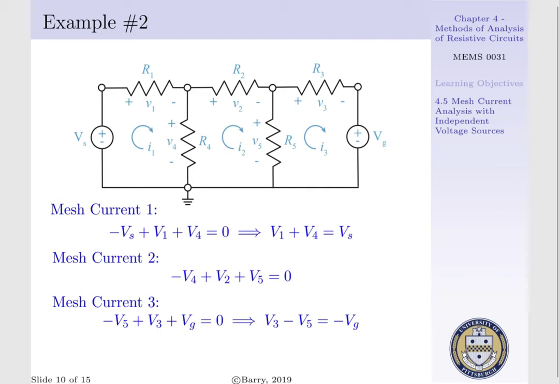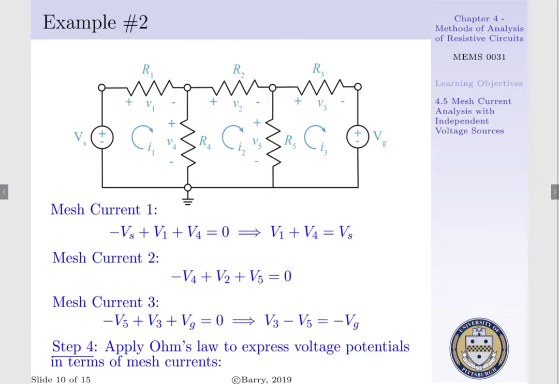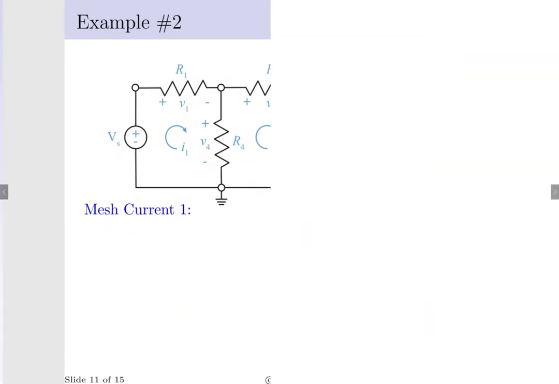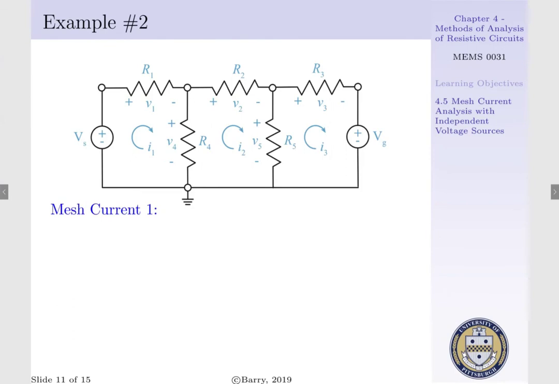Now that we have our 3 KVL equations, we are going to apply Ohm's law to express our voltages in terms of our mesh currents and our resistances. That is, if we look at mesh current 1, we had V1 plus V4 is equal to Vs, where V1 can be expressed as I1 times R1.